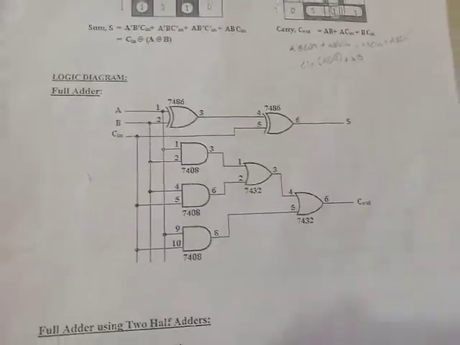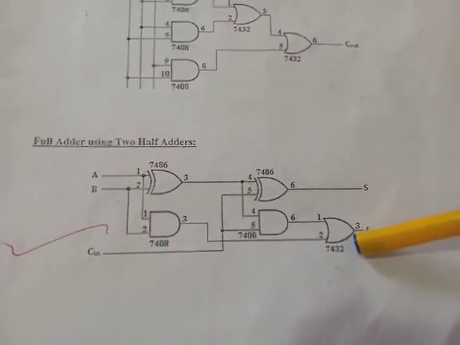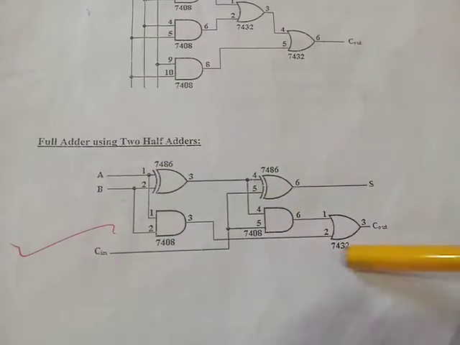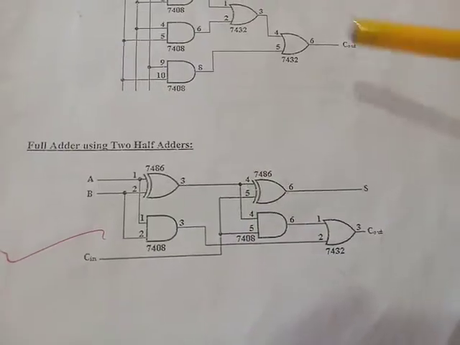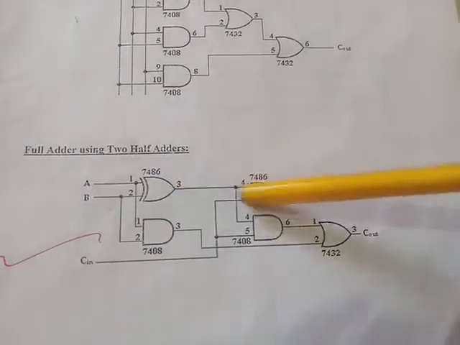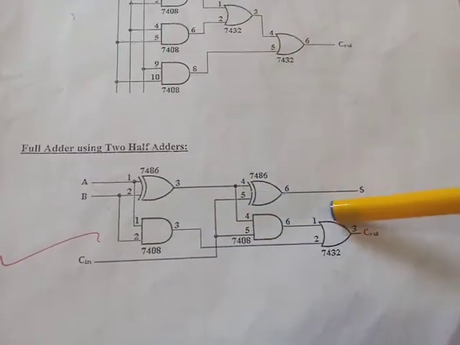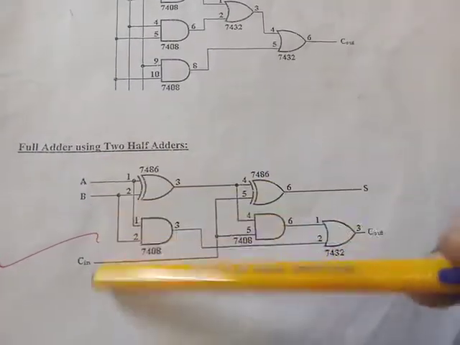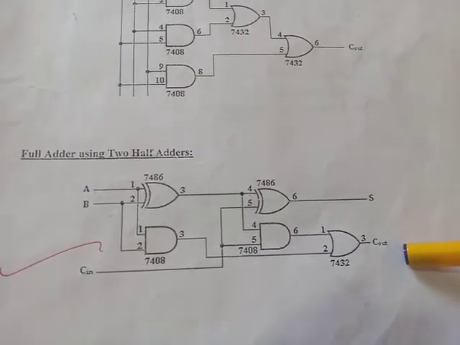So there is one more method. We are using a full adder using two half adders, right? So this part is one of the half adders, and this is also one of the half adders. These are the two half adders. So here I am using 7486 gate, 2 AND gates and 1 OR gate. So these are the inputs A, B, C, 3 inputs. This is my sum and this is my carry, right?